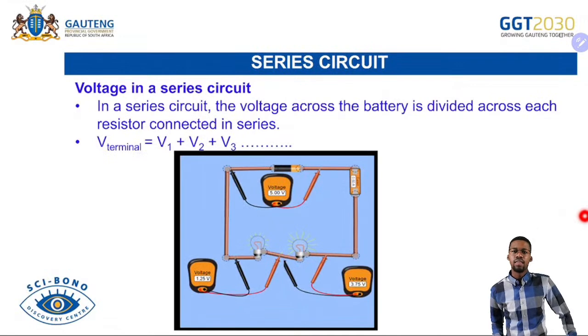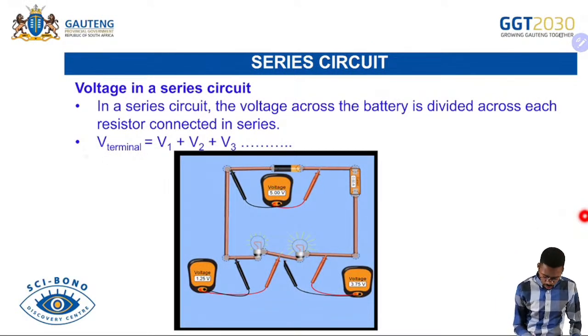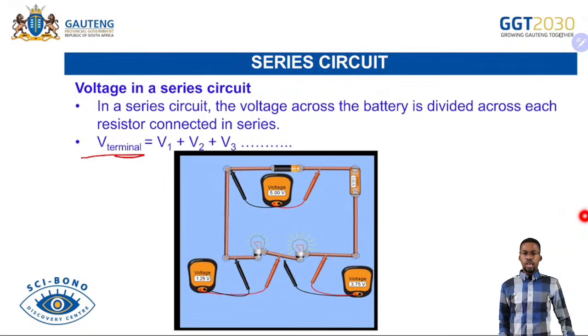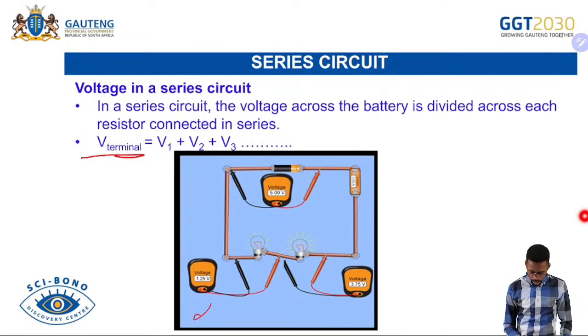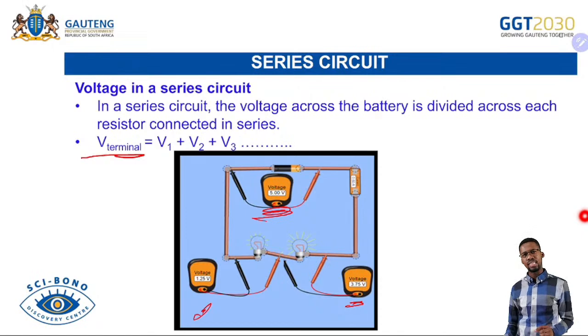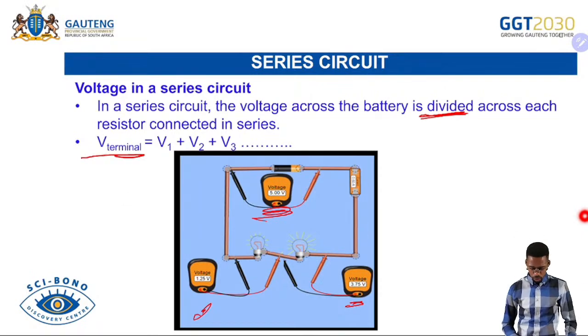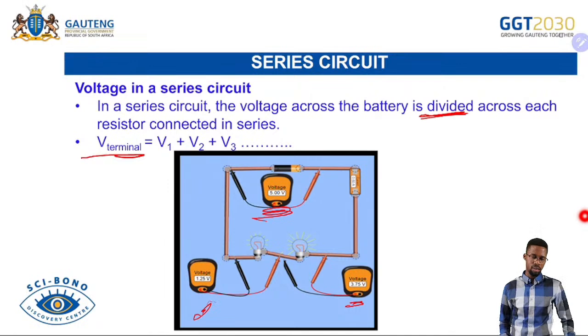Now, let's talk about potential difference. For us to get V terminal, or V load, we must add V1 and V2. It means that potential difference in series is divided. So for us to get the terminal voltage, we must add V1 and V2 and so on.